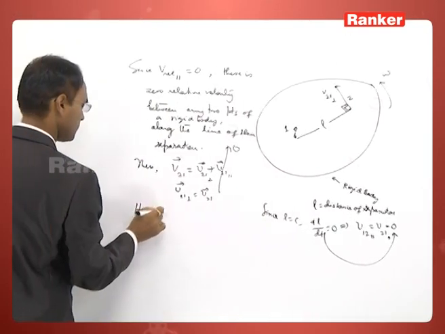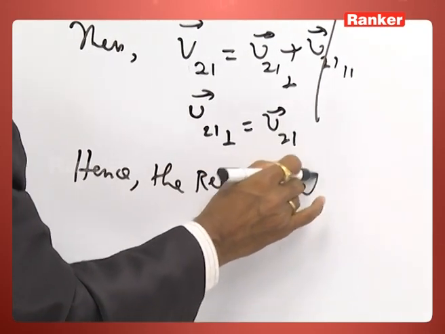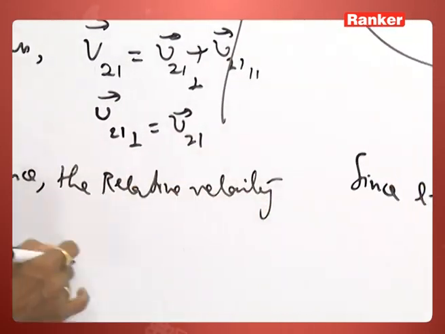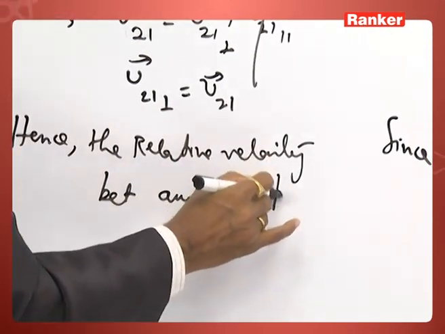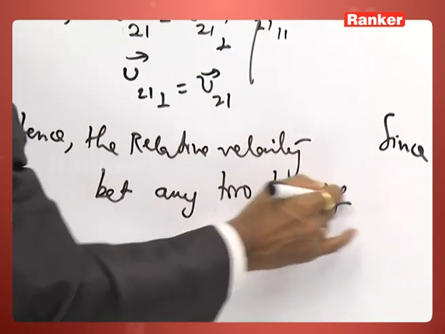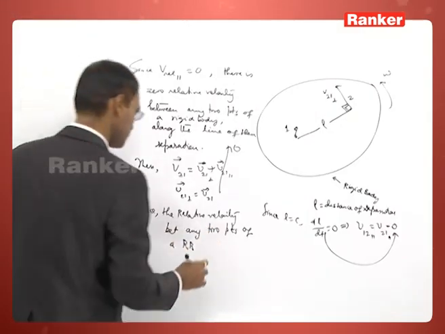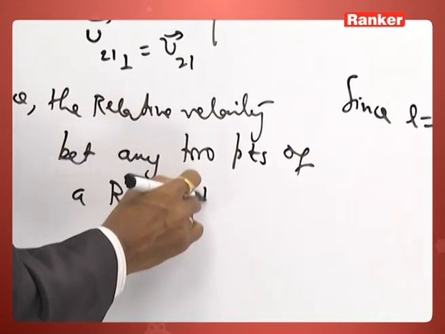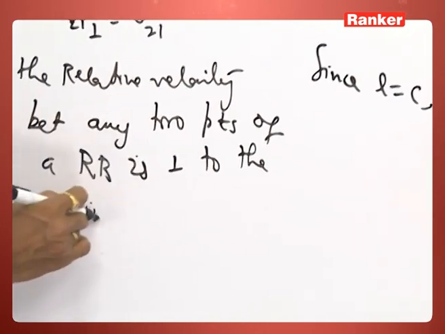Hence, the relative velocity between any two points of a rigid body is perpendicular to the line joining them.